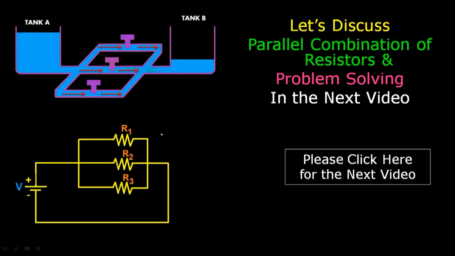There is another way of connecting more than one resistor in a circuit, and that is known as parallel combination of resistors. Let us see parallel combination of resistors with its analogy in the next video.